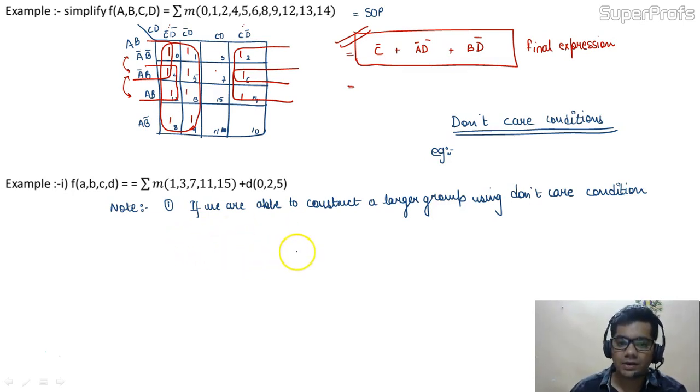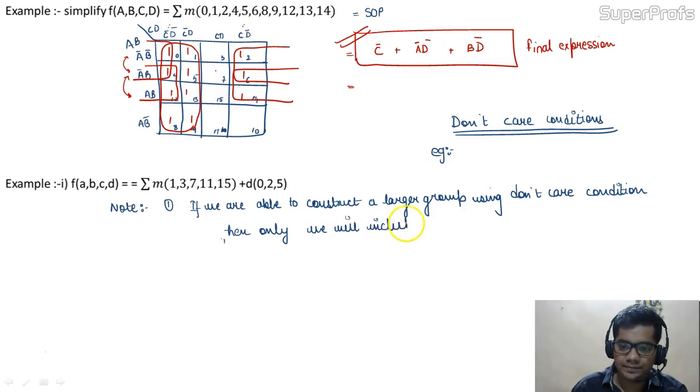So if we are able to construct a larger group using don't care conditions, then only we will include them. What it means is that if we are able to construct a larger group in a Kmap using the don't care conditions, then we include them; otherwise we do not include them in our Kmap.